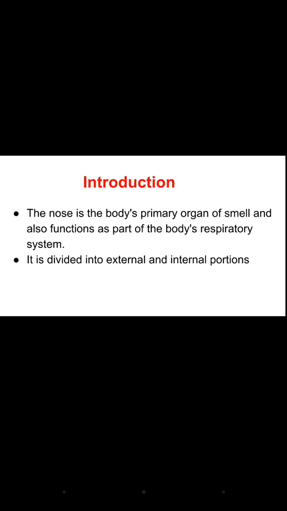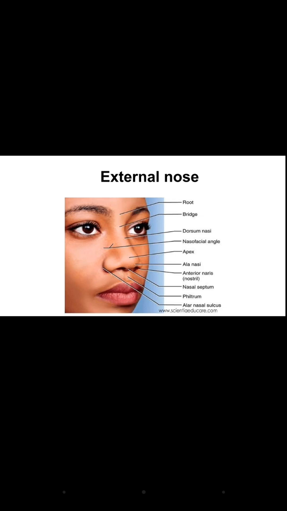We can divide the nose into two parts, the external nose and the internal nose. So we will discuss the external nose and the internal nose one by one. External nose. In this image, we can see the external nose consists of root, bridge, dorsum nasi, apex, ala nasi, anterior nares or nostrils, and nasal septum.